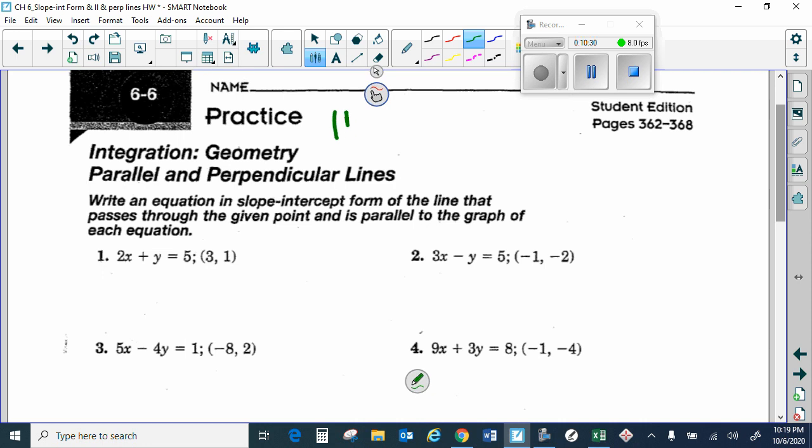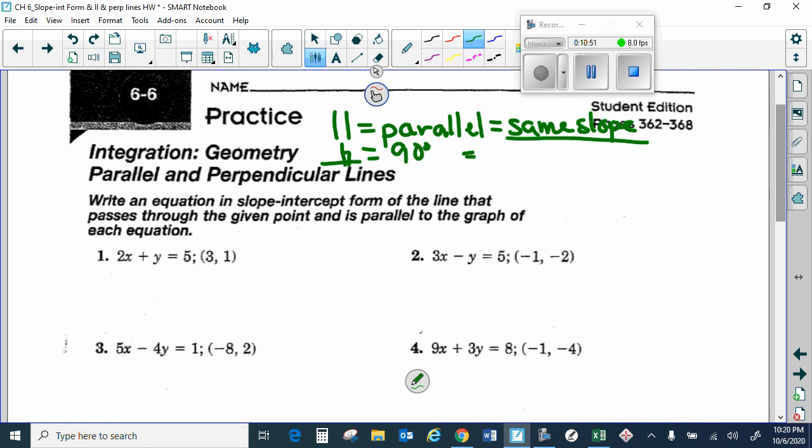Parallel. There's a symbol for parallel, like two lowercase l's. And when you think parallel lines, you should be thinking same slope. If I ask what two words for parallel lines, you tell me same slope. If I say perpendicular, you should be thinking that's 90 degrees. And the two words you should be thinking for perpendicular are negative reciprocal.